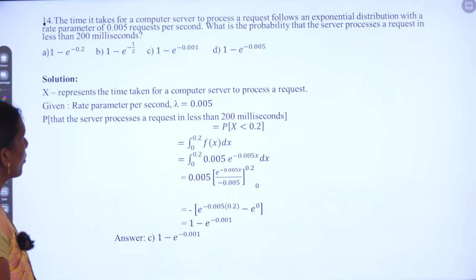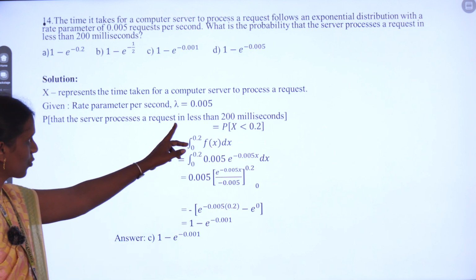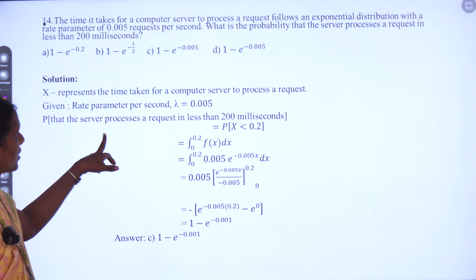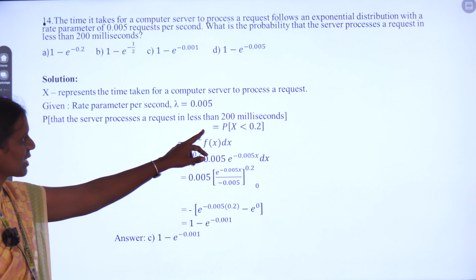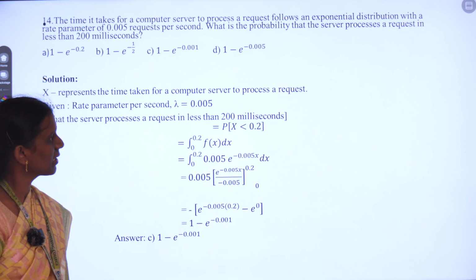Coming to problem number 14: the time it takes for a computer server to process a request follows an exponential distribution with a rate parameter of 0.005 requests per second. What is the probability that the server processes a request in less than 200 milliseconds? Here also, like the last problem, the rate parameter is given to be 0.005, that is lambda is given. We have to find the probability that the server processes a request in less than 200 milliseconds, which is nothing but probability of x less than 0.2.